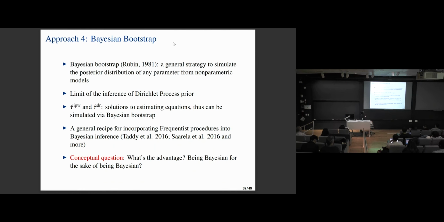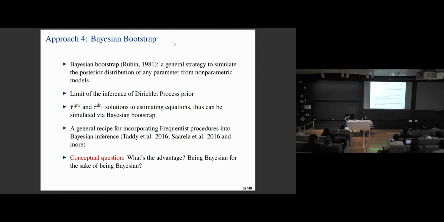So remember, I didn't talk about IPW or double robustness, but these two types of approaches are not Bayesian. They're model free. They're non-parametric. So you can use this procedure to turn any non-parametric estimator into a Bayesian approach. It's just a general recipe for converting any frequentist non-parametric method into a Bayesian approach.